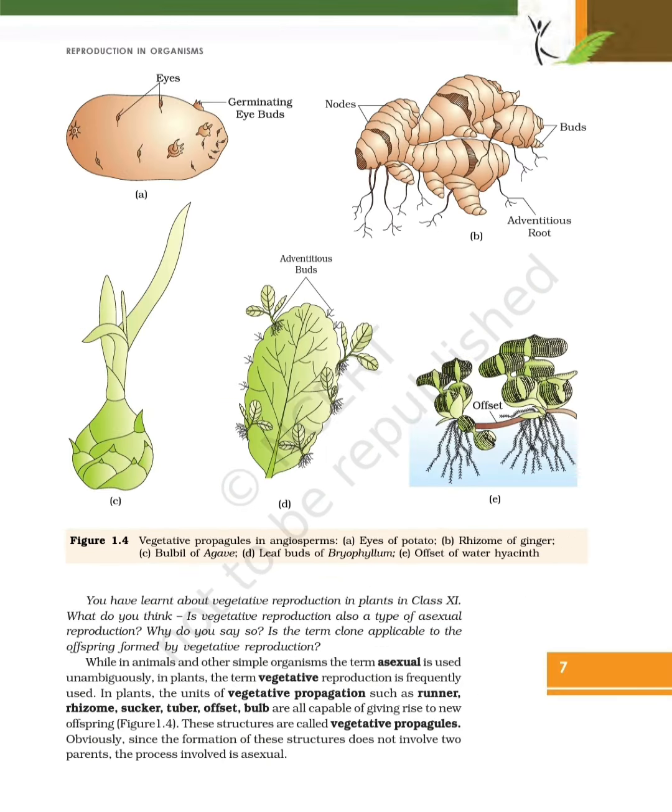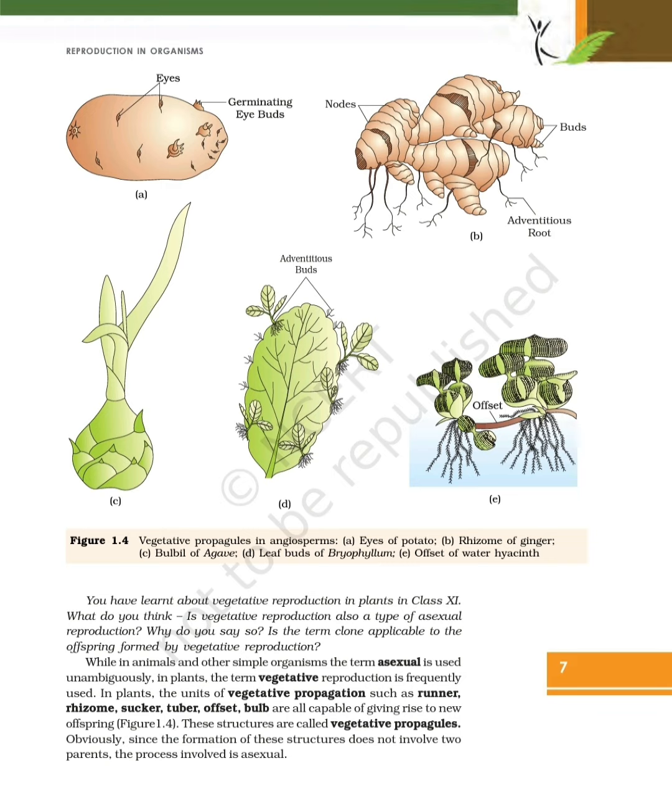You have learnt about vegetative reproduction in plants in class 11th. What do you think? Is vegetative reproduction also a type of asexual reproduction? Why do you say so? Is the term clone applicable to the offspring formed by vegetative reproduction? While in animals and other simple organisms the term asexual is used unambiguously, in plants the term vegetative reproduction is frequently used.